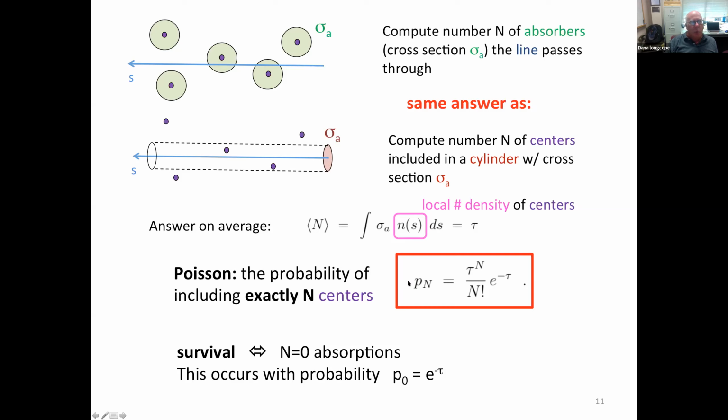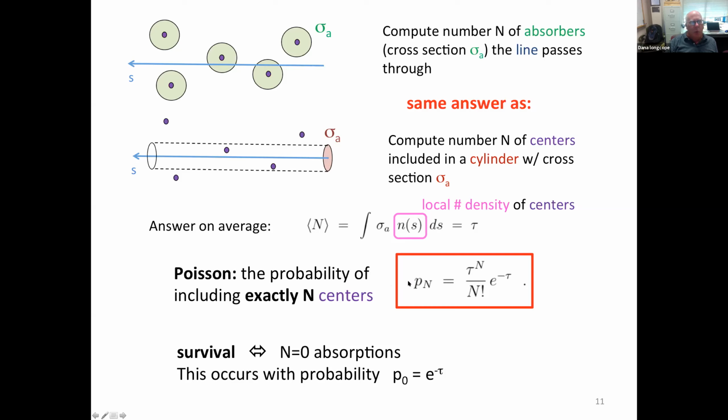The question we're ultimately interested in is, what is the chance the photon gets through? Which is the same as saying, what is the chance that there are 0 absorptions? Which is the same as saying, what is the chance that there are 0 centers inside my cylinder? And that's easy. I just put n equals 0 into this formula, and I get 0 factorial, which is 1, and tau to the 0 is 1, and we have e to the minus tau.